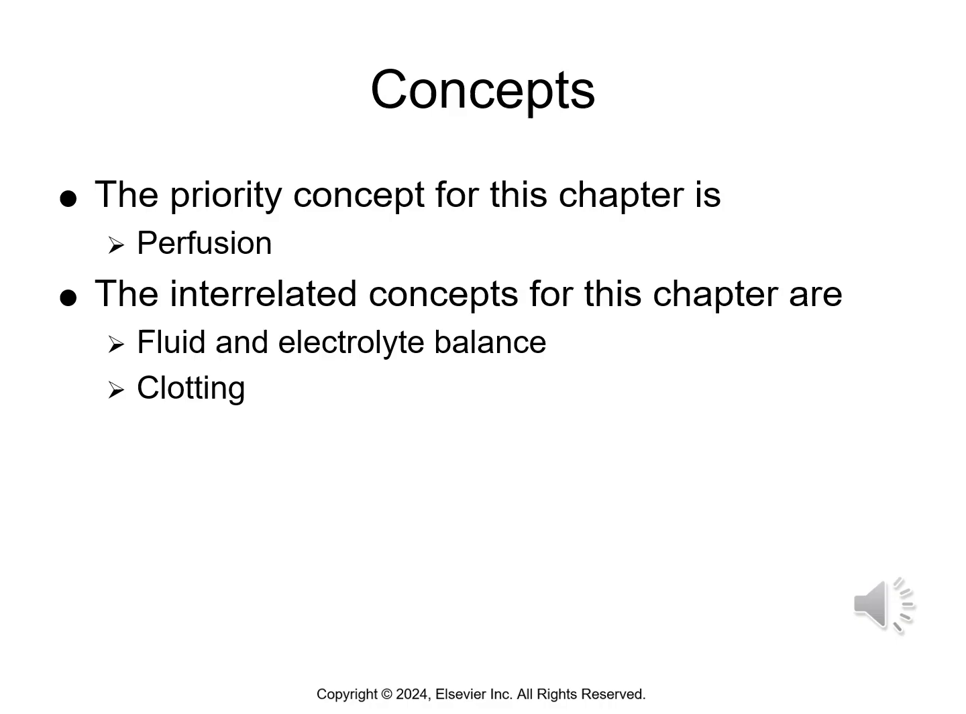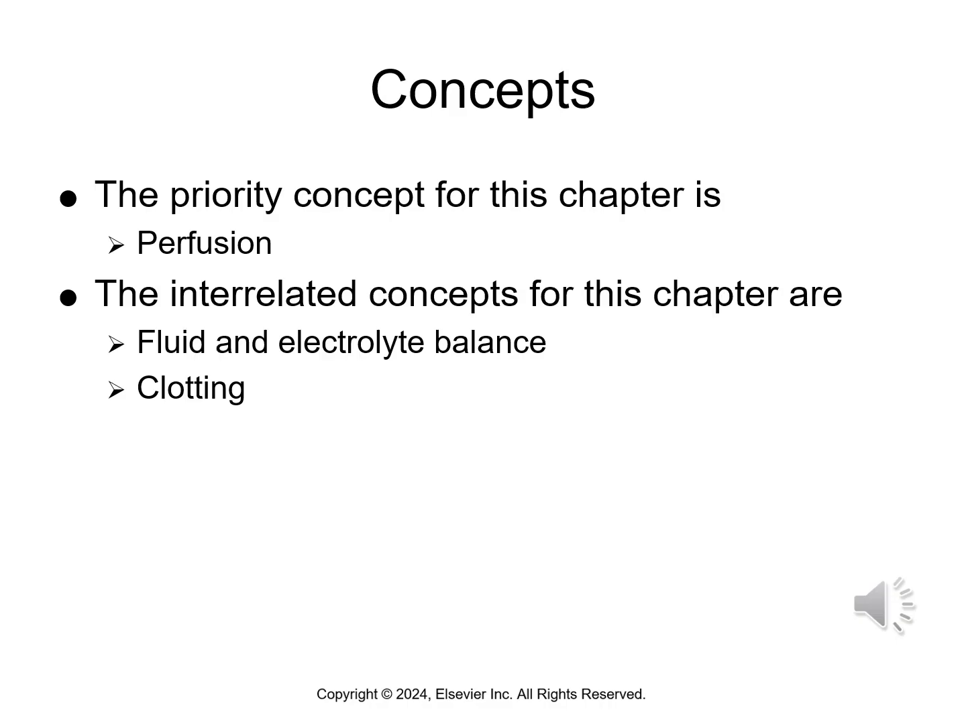tissues and organs. The circulatory system consists of two primary parts: the systemic circulation, in which blood is pumped from the heart to all body tissues, delivering oxygen and nutrients. And the second is the pulmonary circulation. Blood is pumped to the lungs to exchange carbon dioxide for oxygen.